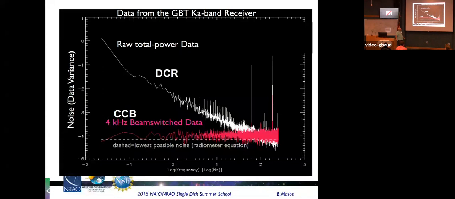Just a comparison of the 1/f noise: this is the digital continuum receiver, our default backend, versus what we get with the CCB with this fast switching, in terms of the power spectrum of the noise. The dashed line is the idealized theoretical case. The red shows what you get with the CCB with this fast 4 kilohertz switching. And here's what we have with the regular backend that we use with the GBT. Most of our receivers only have access to this; this is their performance. We just have the Ka band with the CCB, a special receiver architecture that allows you to beat the 1/f noise.